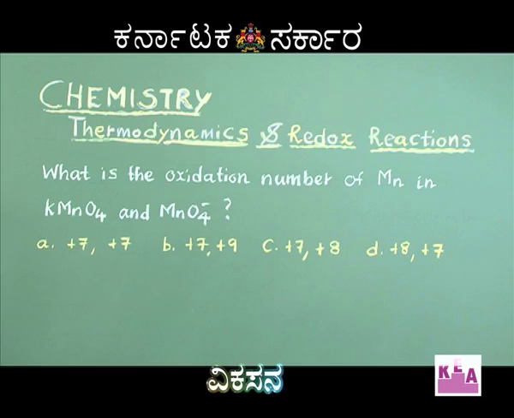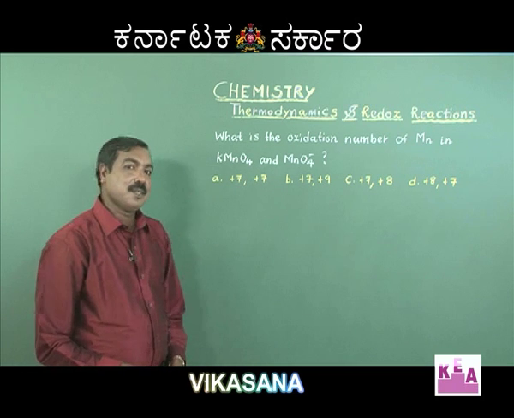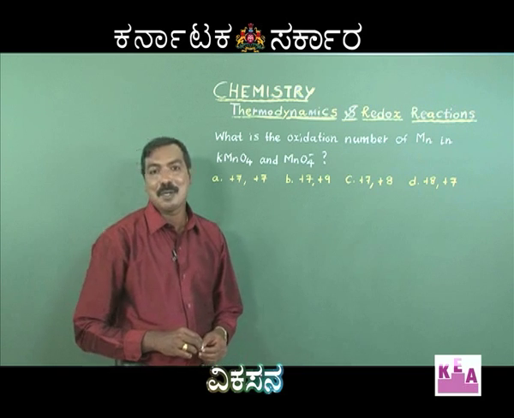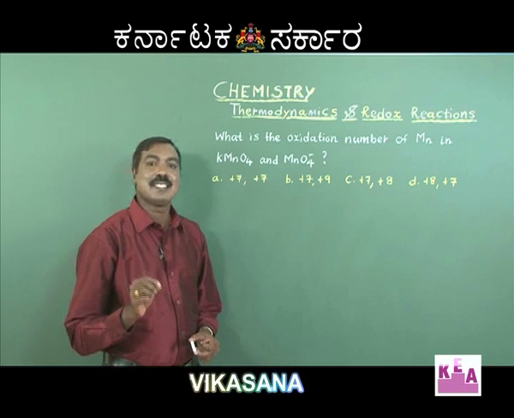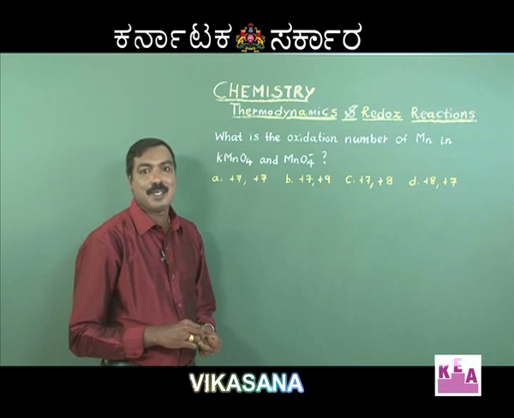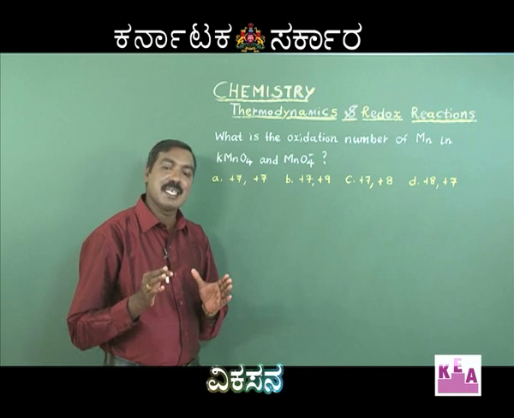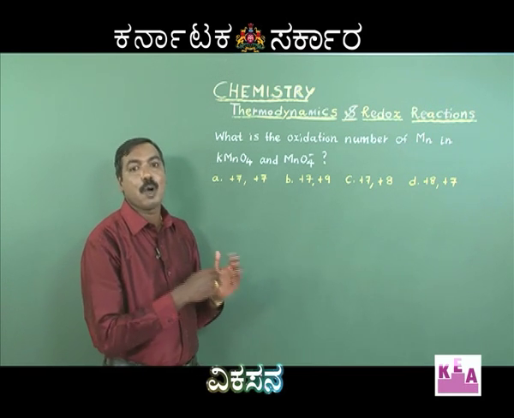Our next question: what is the oxidation number of manganese in KMnO4 and MnO4 minus? In this question, to calculate the oxidation number, you should know the meaning of an oxidation number. Oxidation number is the apparent charge of an atom, and the rules say that the sum of oxidation numbers is equal to 0 when it comes to a compound.